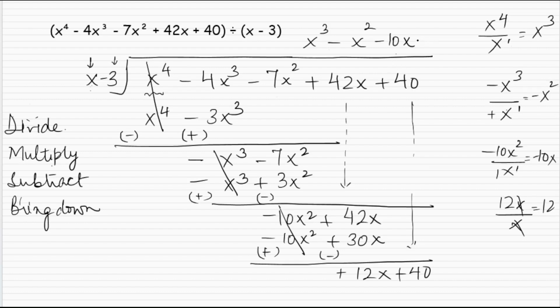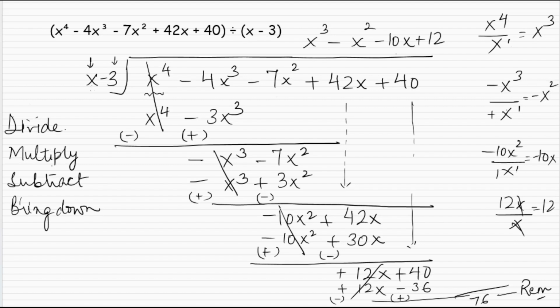So my term is plus 12. So plus 12 times x is plus 12x, and plus 12 multiplied by minus 3 is minus 36. Change the signs. This got cancelled. So what do you get? What is 40 plus 36? It is 76. This is my remainder.